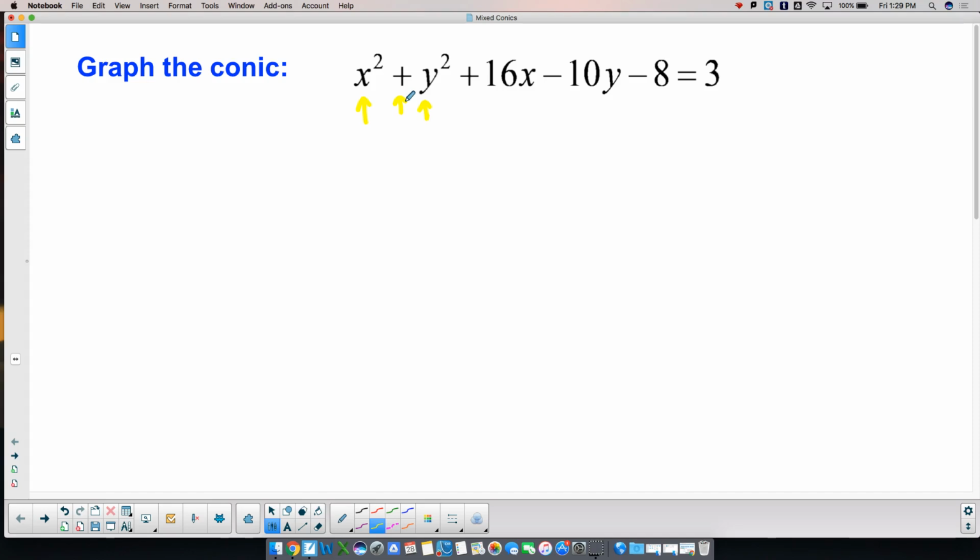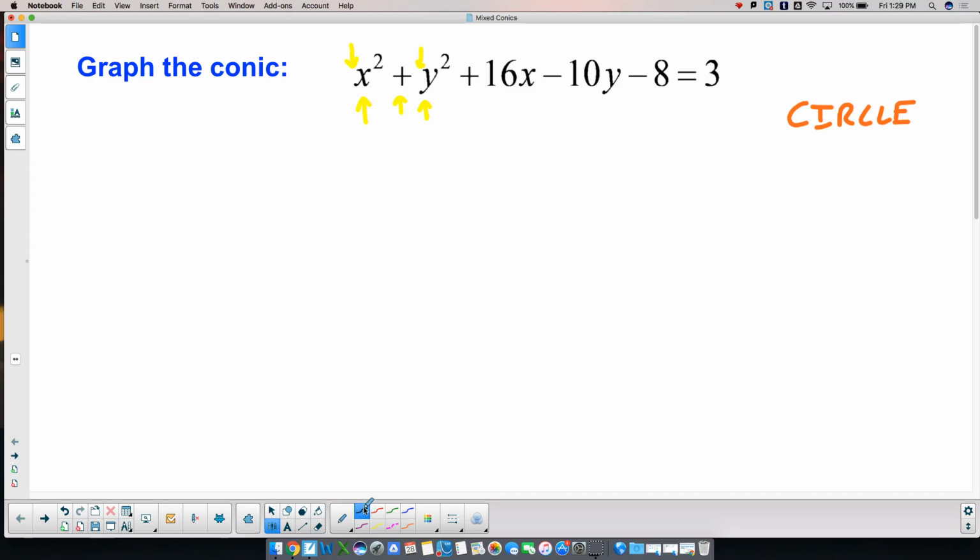And then I look at the coefficients of those two. In this case, they are the same. So this is a circle. 2 squared terms separated by an addition sign with the same coefficients is a circle.